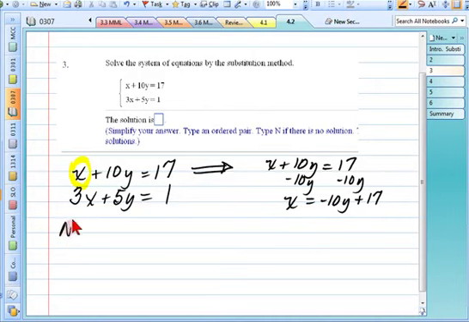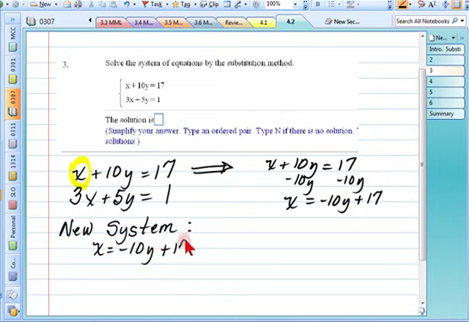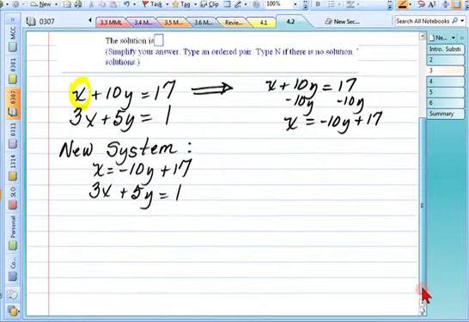So what I'm going to write now is that I have a new system. I have x is equal to negative 10y plus 17, and I have 3x plus 5y is 1. Okay, so the first equation I changed, so I wrote it down. The second equation, all I did was copy it. Am I ready for substitution now? Yes.